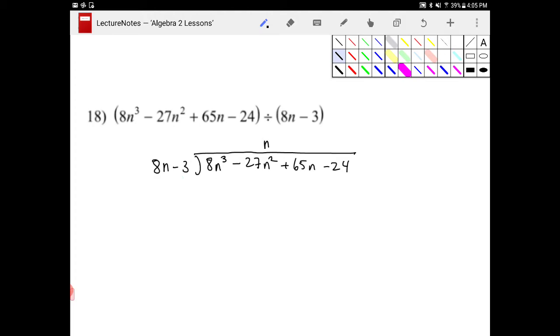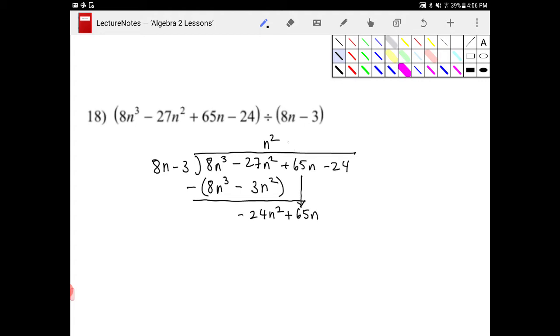I got to multiply by n squared. So I will end up with 8n cubed minus 3n squared, and I'm going to perform a subtraction. And if I do, I get negative 27n squared minus negative 3n squared. So that will get me negative 24n squared. And I want to pull this down, and I get plus 65n.